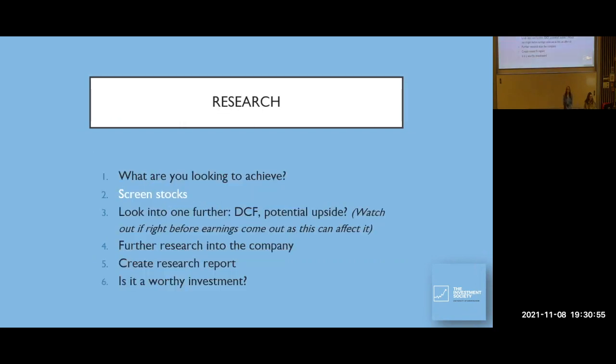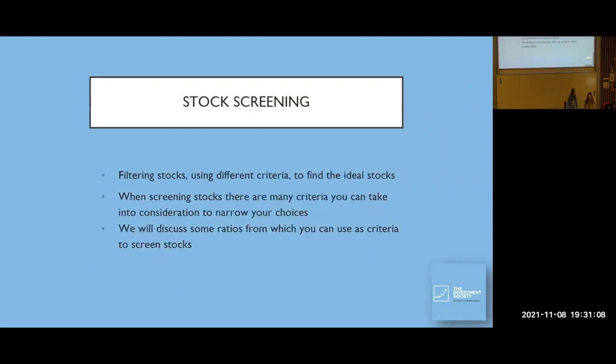So, okay, what next? Number 2 is screening for stocks. The reason why I was talking so much about the Bloomberg Terminal is that's what we're going to be using next in order to screen our stocks. So what is stock screening? Does anybody know what stock screening is? It's like when you're filtering stocks, you're looking at a lot of them and you're comparing them. Yeah, exactly. So you're using different criteria to narrow down the options that you have so that then you can look into more detail rather than looking at thousands of companies.